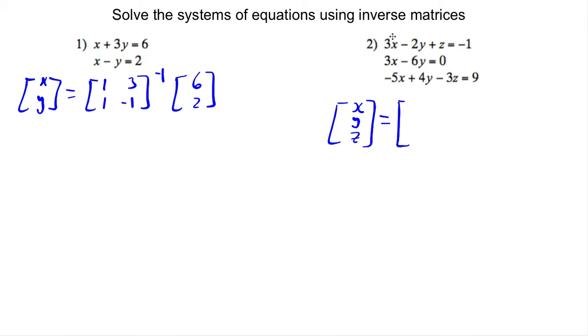Now, x, y, z in the first row is 3, negative 2, 1. But in the second row, it's 3, negative 6, and 0. Be mindful, there is no z here. So what we need to do is replace and say that z has a 0 coefficient. And over here we get a negative 5, 4, negative 3. And we multiply that by negative 1, 0, and 9.